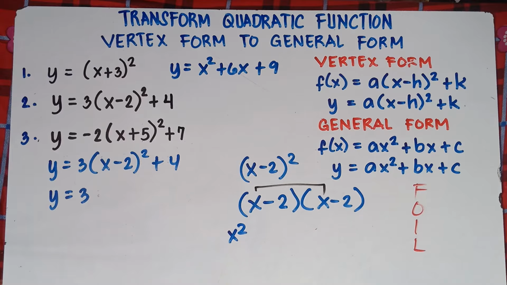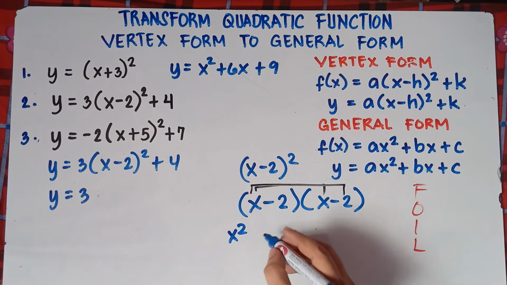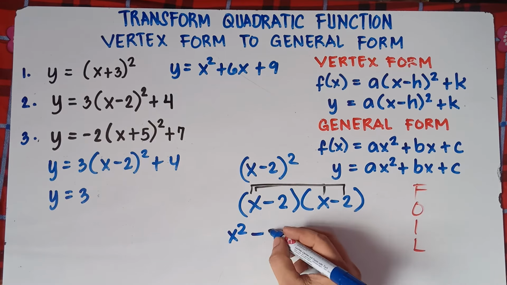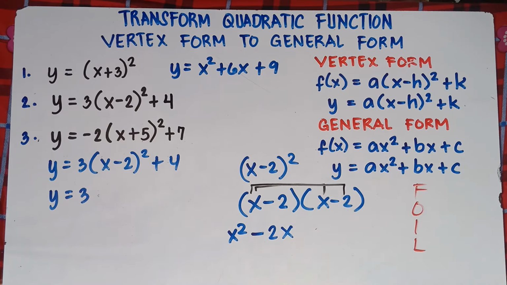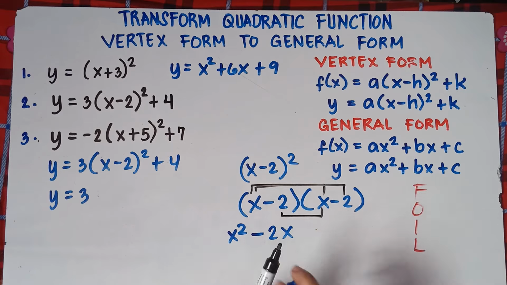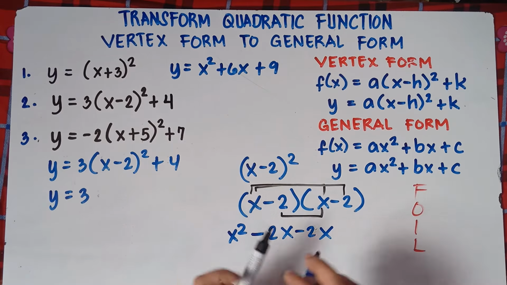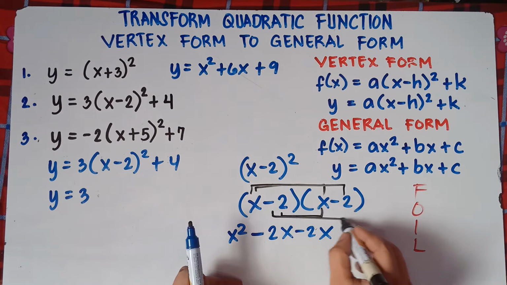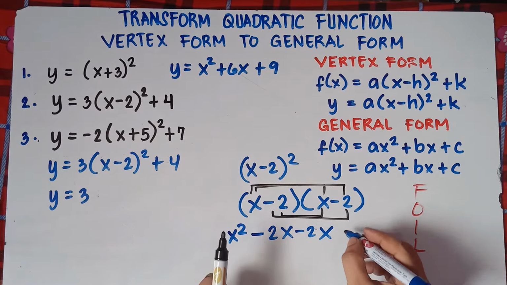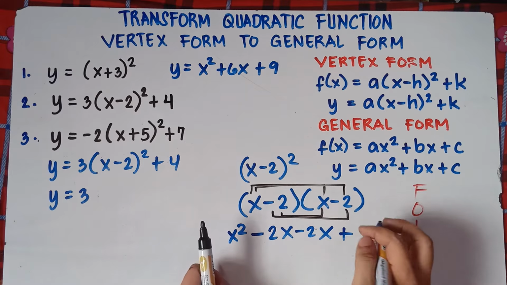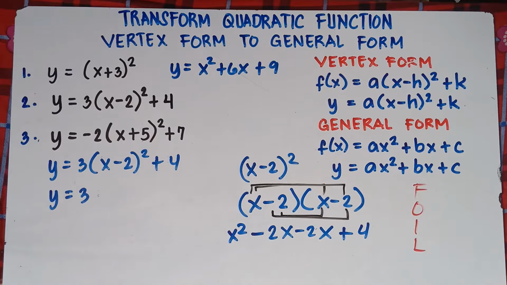First, outer, inner, last. So first, x times x, that would be x squared. Then outer, x times negative 2. Positive times negative, that's negative. X times 2, that's 2x. Negative 2x. Inner, negative 2 times x, that's negative 2x. Then last, negative 2 times negative 2. So negative times negative is positive. 2 times 2 is 4. And then you combine like terms, class.